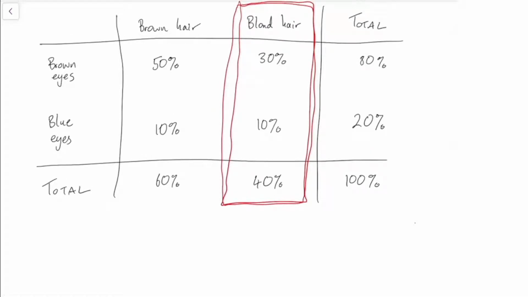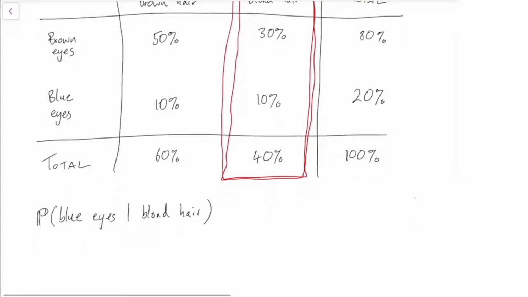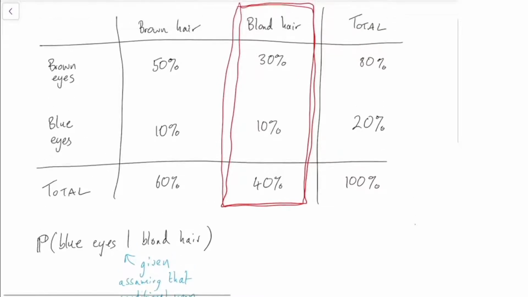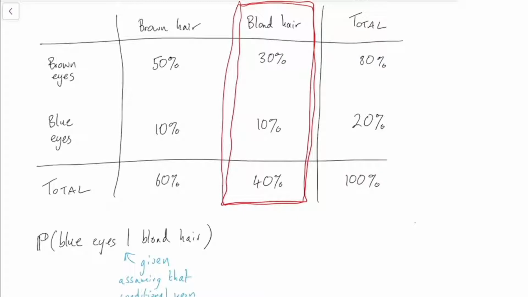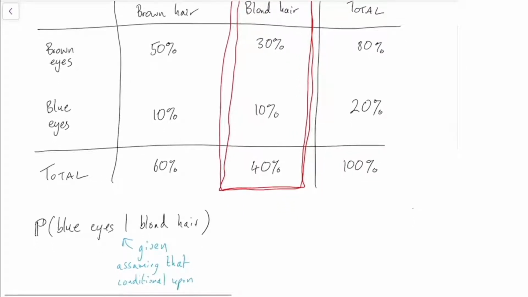So in mathematics, the way we say this is the probability someone has blue eyes given that we know they have blonde hair. And we use a vertical line like this, where this vertical line means given or assuming that or conditional upon. So given they have blonde hair, we know that 1/4 of those people have blue eyes and 3/4 have brown eyes. So that answer is 1/4.